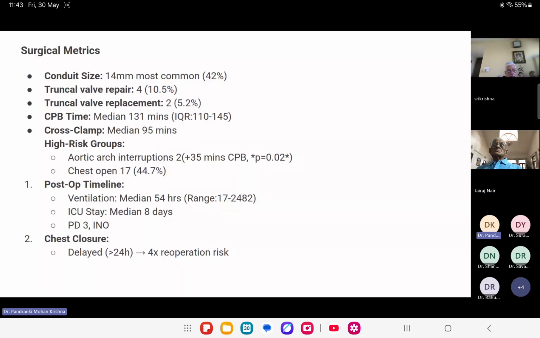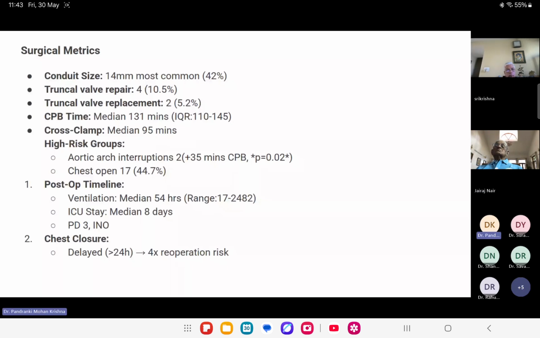INO is used in most of the cases, as all these cases have severe pulmonary hypertension, and for management people will use INO even when there is sometimes no indication. PD is used in 3 cases. With delayed chest closure, all the chest open patients will obviously bleed or have collections under the blood bag, which needs a chest wash. That means 4 times more risk of re-exploration.